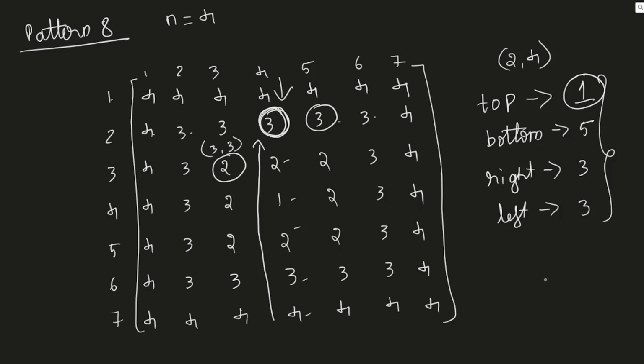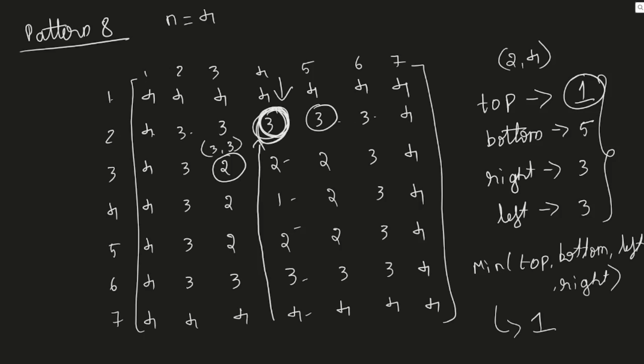1, right? We got the minimum of top, bottom, left, right, which is nothing but 1. We need the value of 3, but we have 1 here. How can we get 3 out of 1? Can't we subtract this value from n to get the 3?